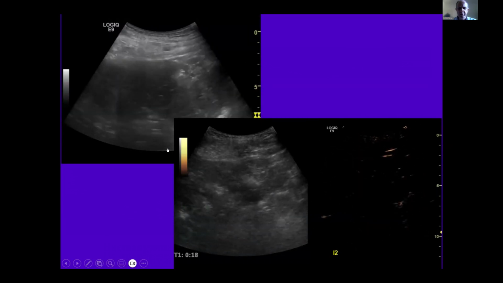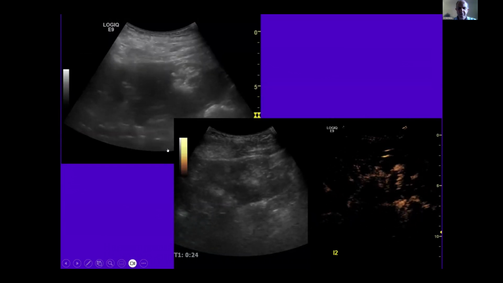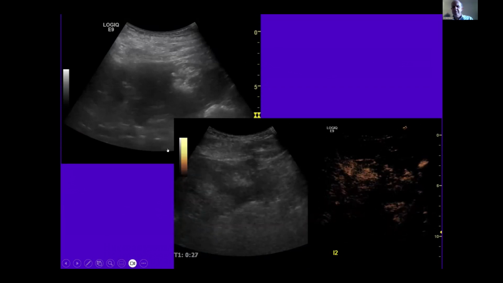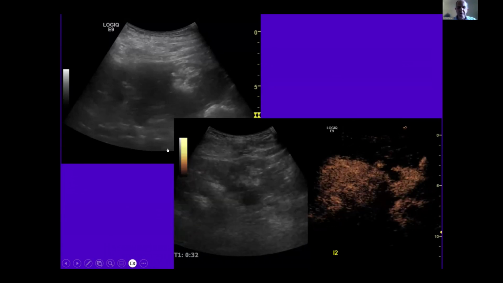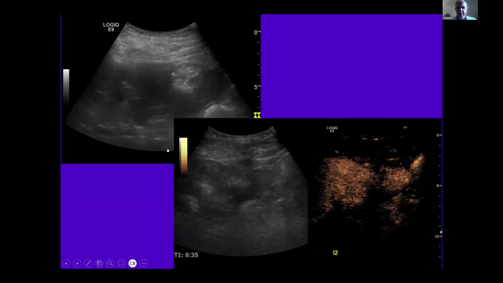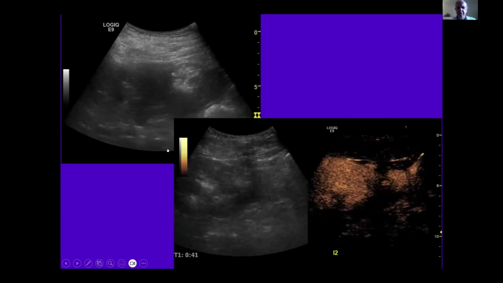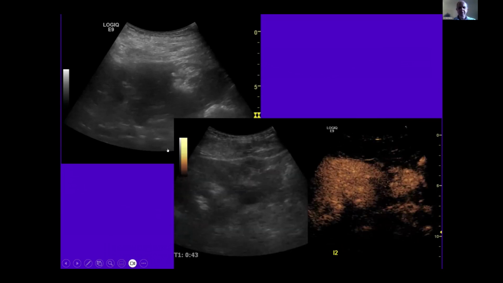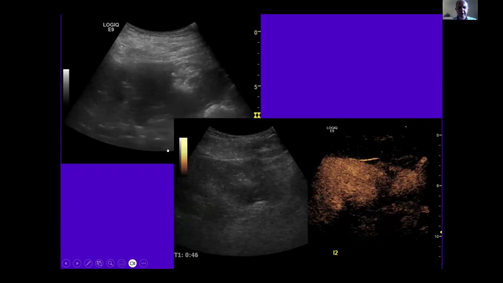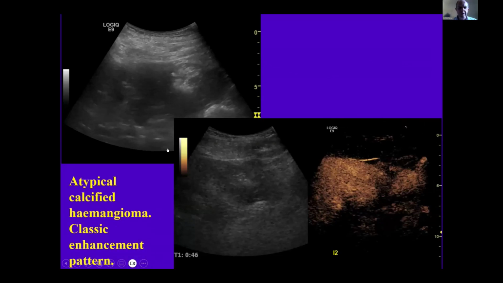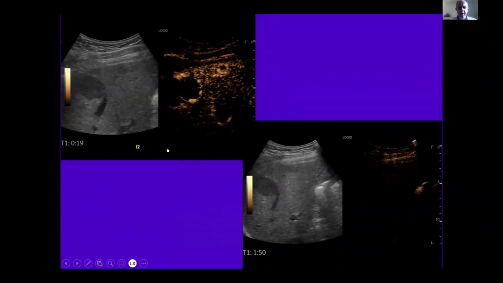Give it some contrast. And again, peripheral globular enhancement, classic enhancement. So it doesn't fill in completely, and that may be because you've got some central calcification or fibrosis. But whatever it looks like on B mode, it always has this classic pattern on contrast ultrasound, which is a great advantage to us because we're always problem solving when lesions look a bit atypical on B mode. Here's two hemangiomas, again, classic enhancement pattern.